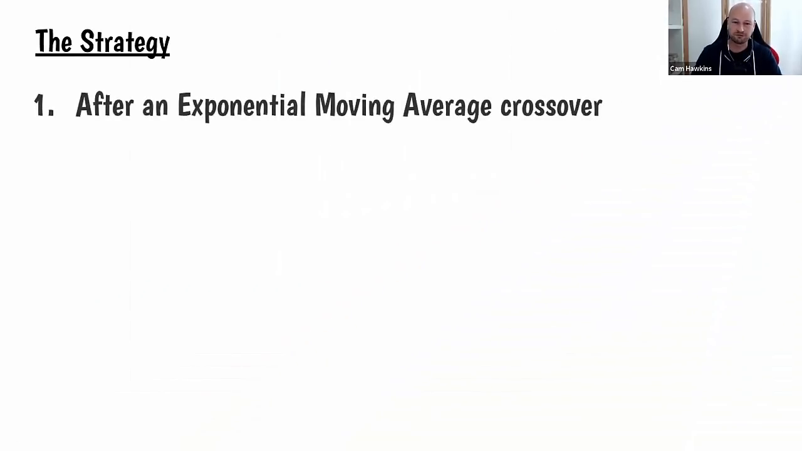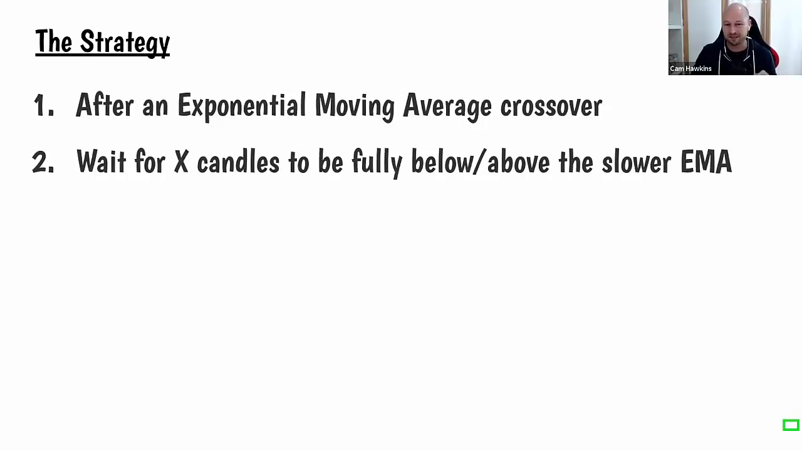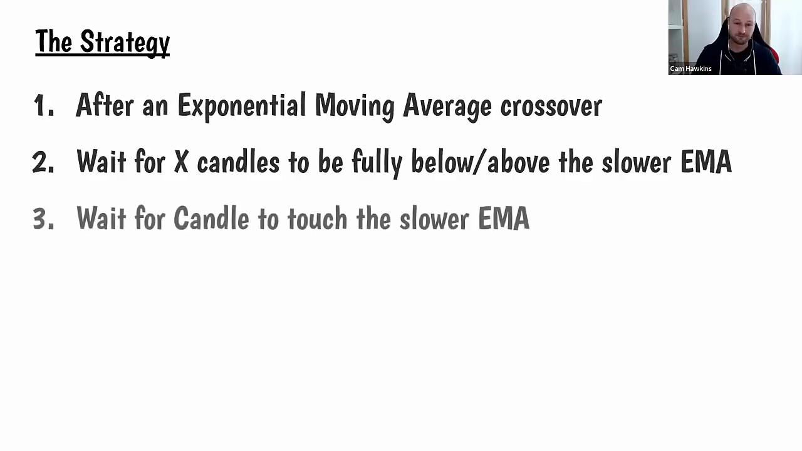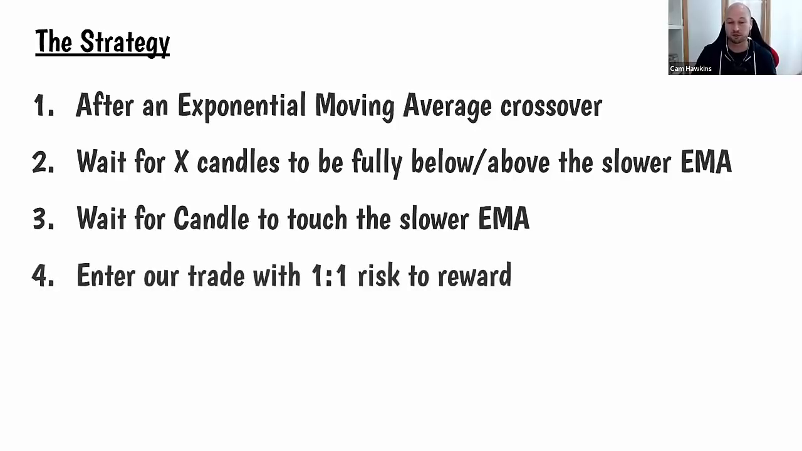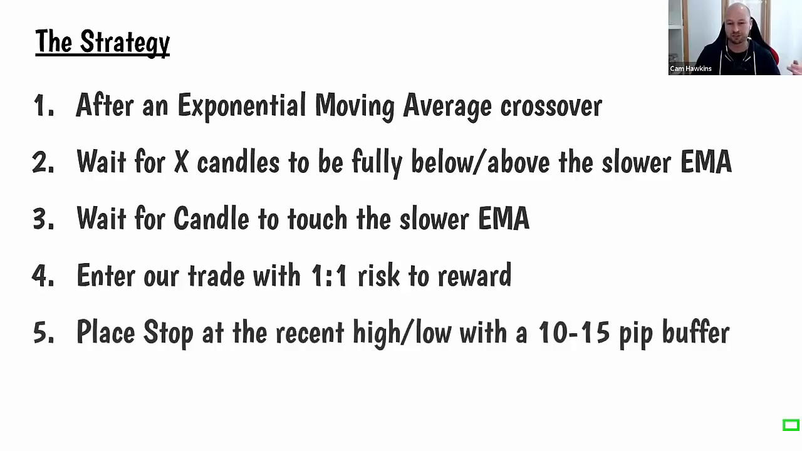Right, so Nick, let's jump into the strategy that we came up with. We'll go through it fairly quickly because, guys, if you do want to see how we came up with it and the detail around it, please do go and check out that other video. So first off, we're looking for an exponential moving average crossover. Next thing is we're going to wait for X number of candles to be fully below the slower exponential moving average, okay? So we're going to wait for that candle to then come back and touch that slower EMA, and then we're going to enter our trade with one-to-one risk to reward, and we're going to place our stops at the recent high or low with a 10 to 15 pip buffer. Okay, so that was quite tricky, that one there.